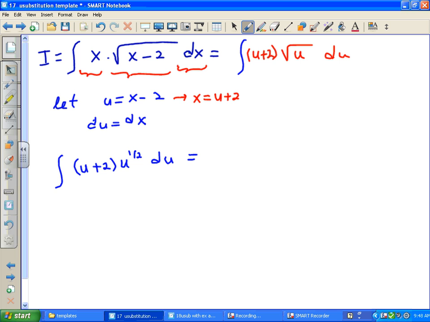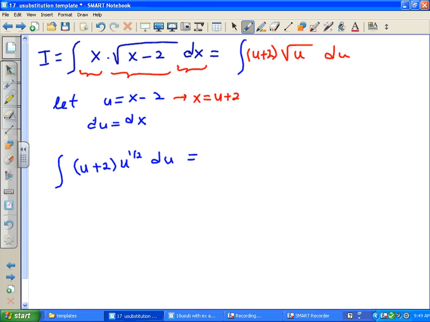Any thoughts how we can proceed on this integral? Now, does it look any better than what we started with? Looks a little bit better, right? It's still complicated looking, but what is it that we can do here we couldn't do earlier? Distribute. Now we can, because there's no power on u plus 2, right? We can distribute the u to the 1/2 one at a time, multiply it out.